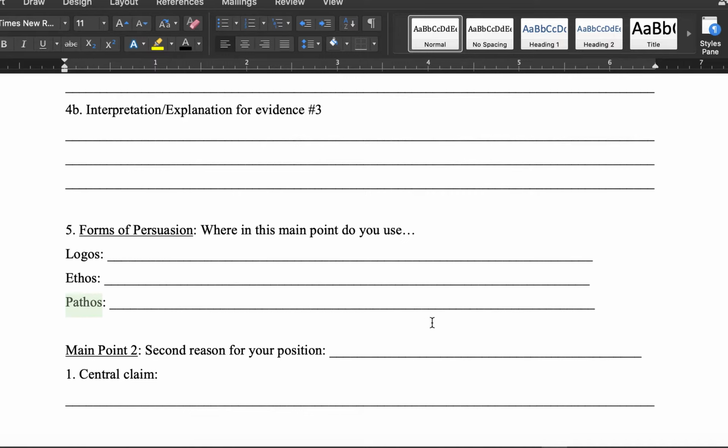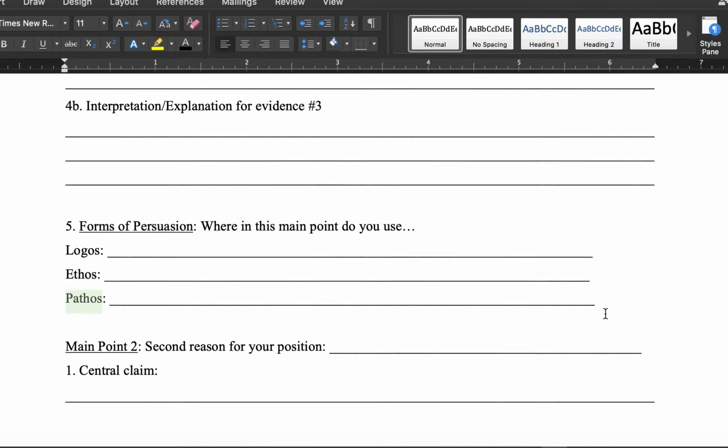That might not happen in every main point. That might only happen in 1 main point, and that's okay. You don't need to use pathos every time. But I have given you a space here. If you're using an emotional appeal in main point 1, you can explain what that is.